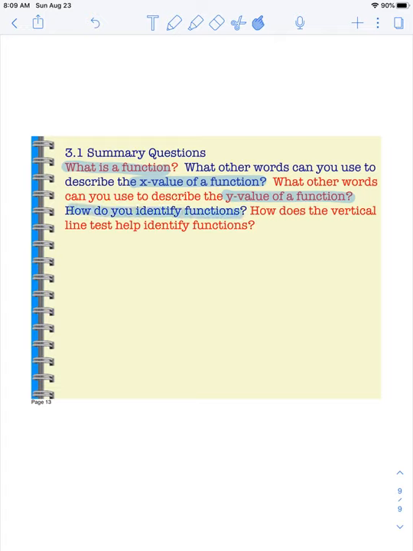How can you identify functions? In ordered pairs or an input-output table, we look to see if the x values repeat. You can't have an input repeated with multiple outputs. On a graph, we can do the vertical line test. How does the vertical line test help identify a function? Well, if you imagine vertical lines and it crosses the function more than once on a graph, it's not a function.